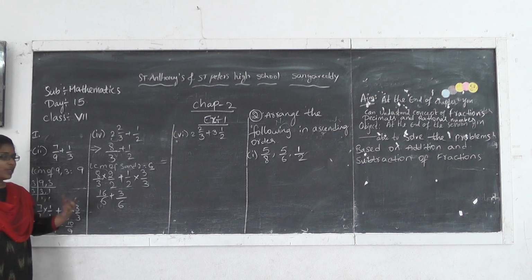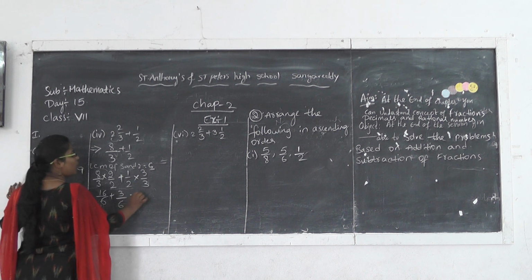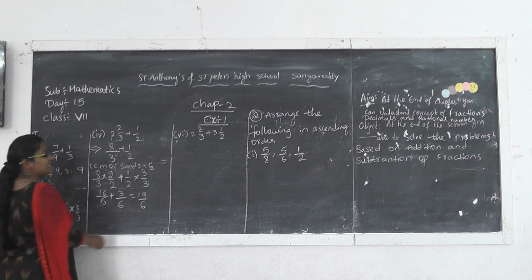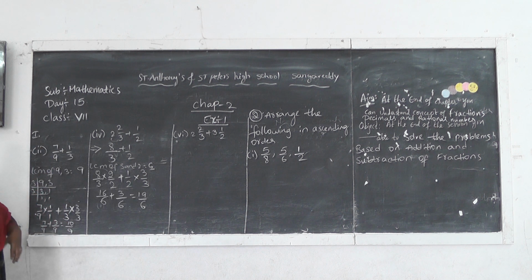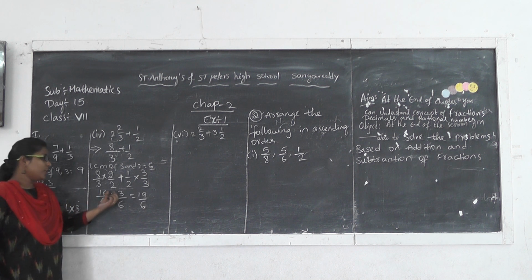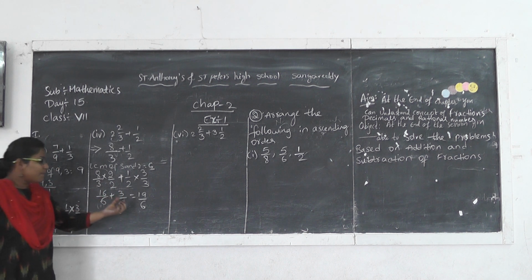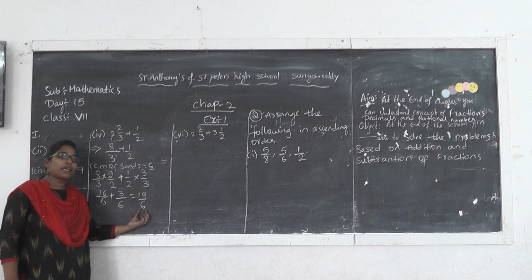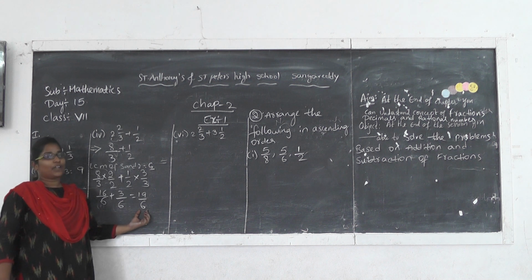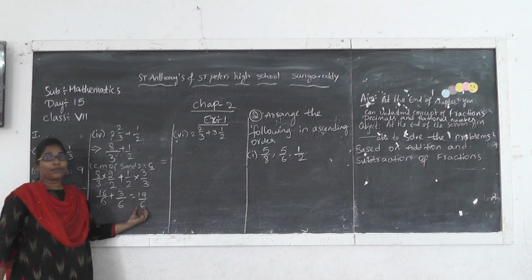Now what do we have to do? Add the numerators. 16 plus 3, how much? 19 by 6. So we have to add only the numerators, not the denominator. The denominators will remain the same. So observe here, is it a proper or improper fraction? Here it is an improper fraction.